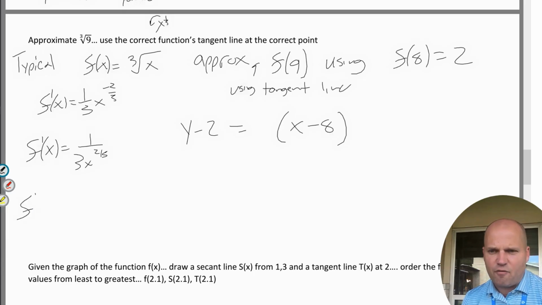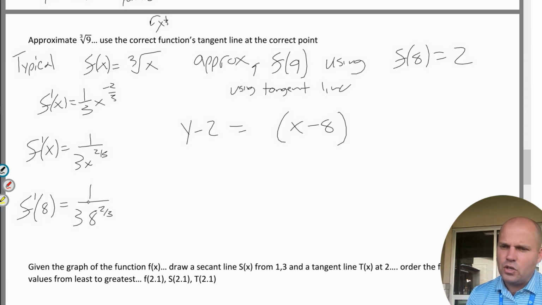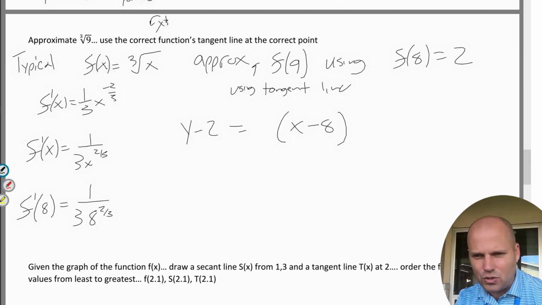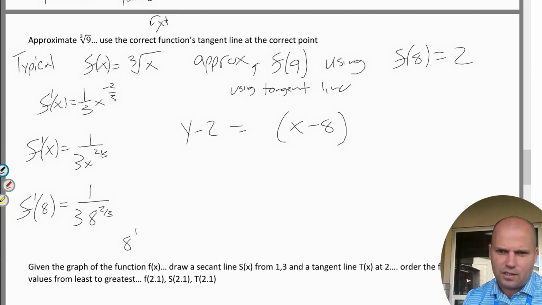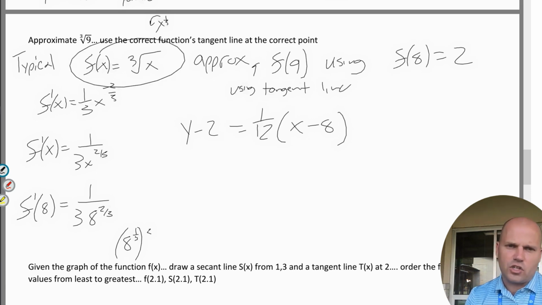I need to find f prime when x is 8. I get 1/3 times 8 to the negative 2/3. You better know how to take 8 to the 2/3. I always take 8 to the 1/3 and square it. So that's 2. 2 squared is 4. 4 times 3 is 12. Okay, so this will mimic the cubed root function around the point (8, 2).